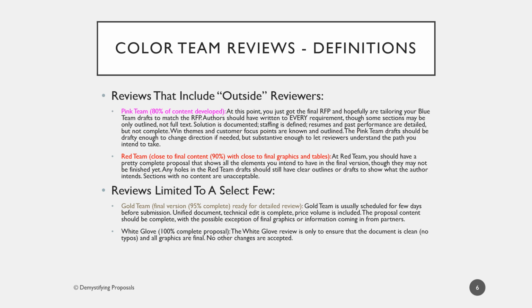At red team, you should have a pretty complete proposal that shows all of the elements you intend to have in the final version, though they may not be finished yet. And then there are two final reviews that happen that are limited to a select few reviewers. There's Gold Team, which is usually scheduled for a few days before submission. It is a unified document with a technical edit complete, the pricing volume included, and the proposal content should be complete with the possible exception of final graphics or information coming in from partners.